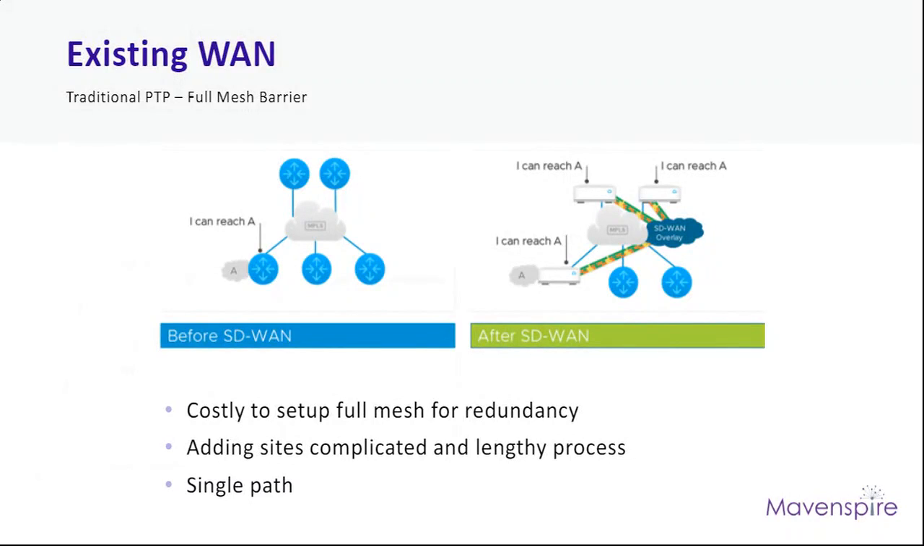So one of the barriers that exists with existing WAN technologies is that you typically set up single links for your sites, for your branch locations or for other locations that you're trying to connect, because a full mesh topology, when we're talking about the cost and complexity, is very difficult to implement.